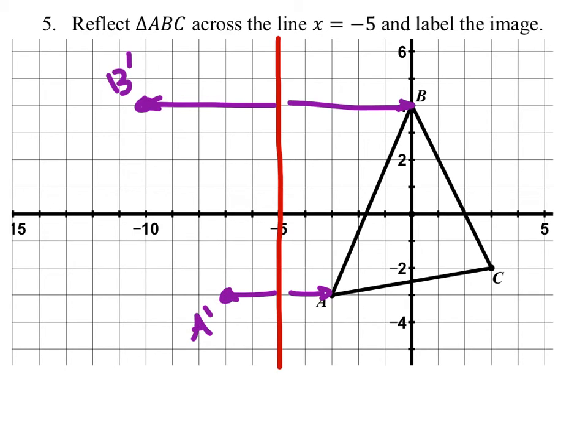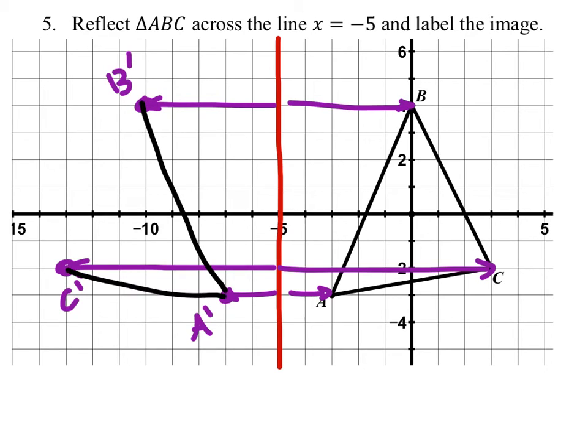And C prime appears as 8 units away to the right, so we've got to go 8 units to the left, and that gives us C prime. The nice thing about this is all we need to do is connect these image points with some lines, and that is the reflection. It's not a perfect drawing, but it will do. So that is reflected now over the line x equals -5.